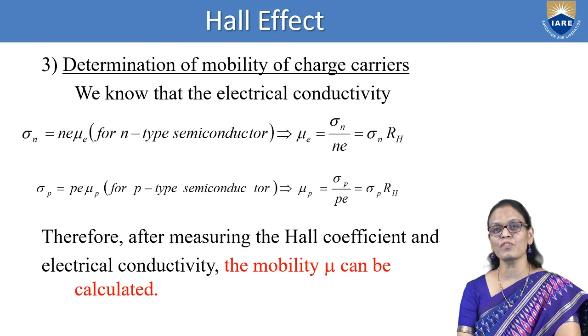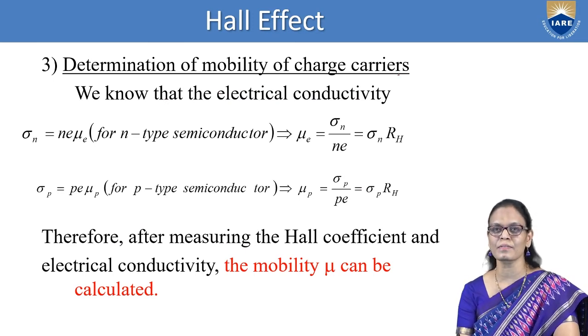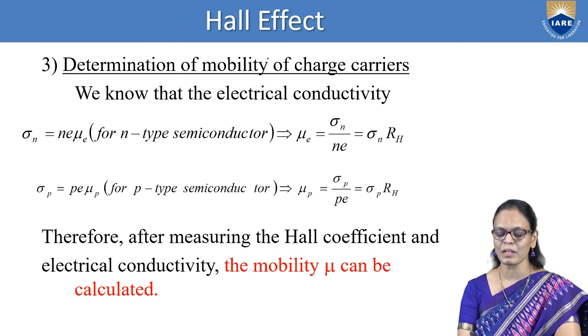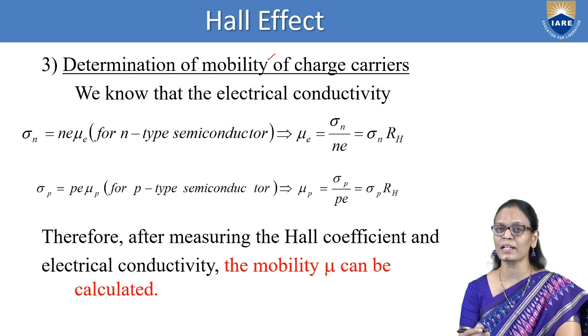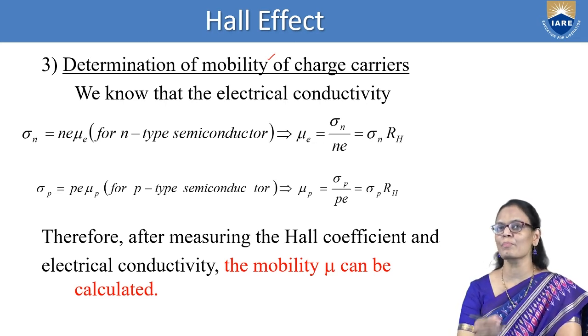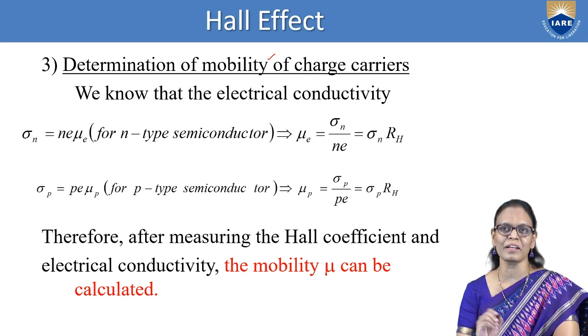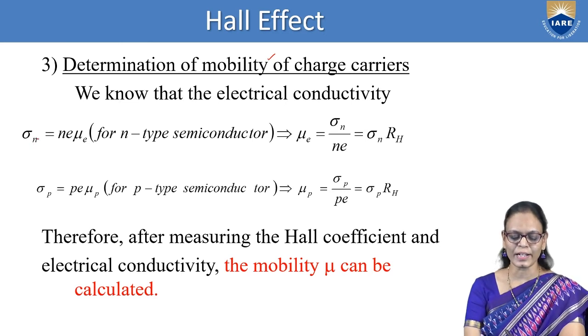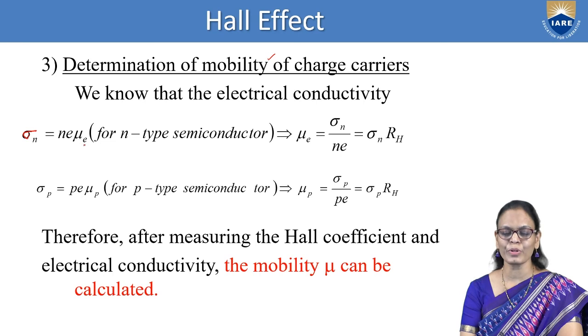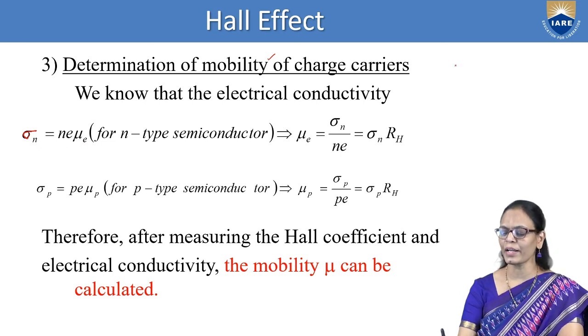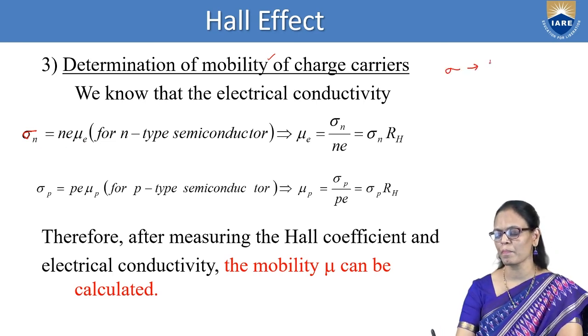Then determination of mobility of charge carriers. Depending upon the mobility of the charge carriers, you have the flow of current. So how is it conducting, or how is the mobility of the charges? Both are related to each other. So the conductivity sigma is given by n e mu e. Sigma here denotes the conductivity.